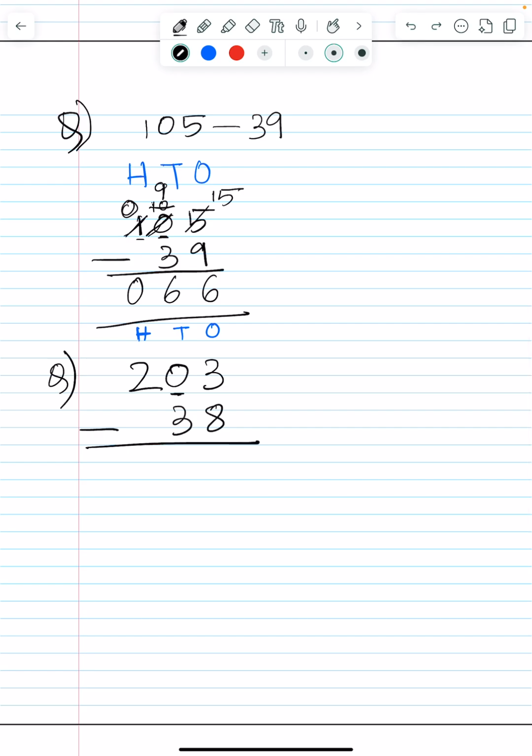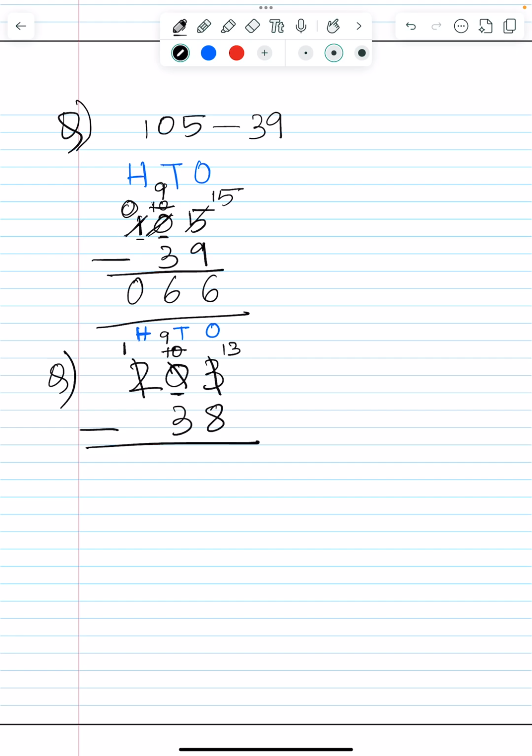If we borrow from 2, 2 becomes 1 and 0 becomes 10. Now we can borrow and make 3 13 because we have 10 on the left hand side. We can borrow from 10. So 3 becomes 13 and 10 becomes 9.